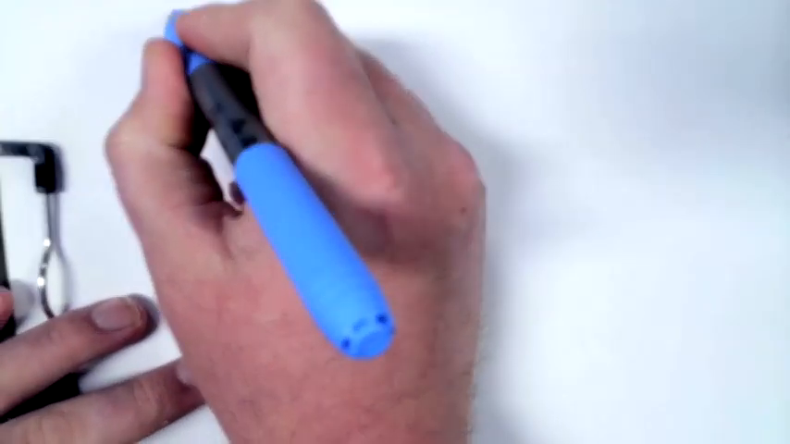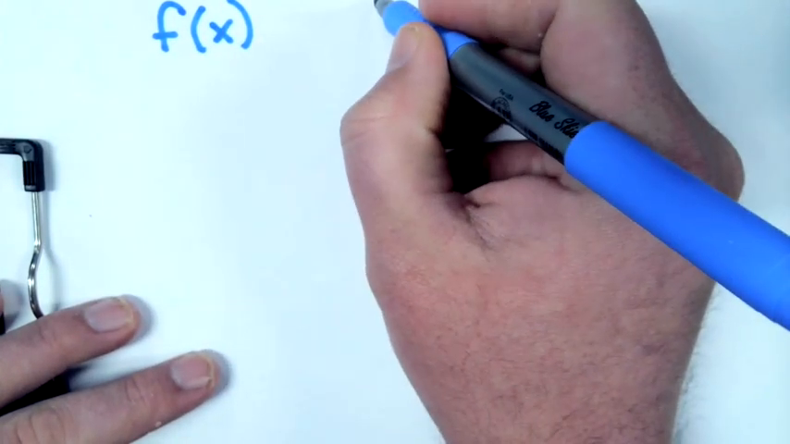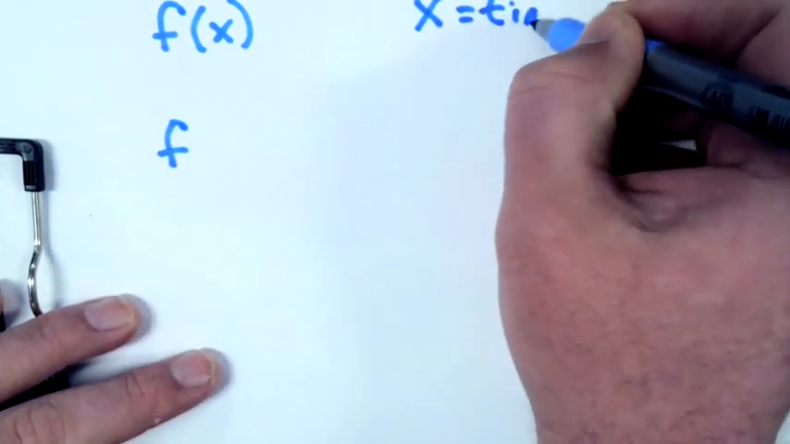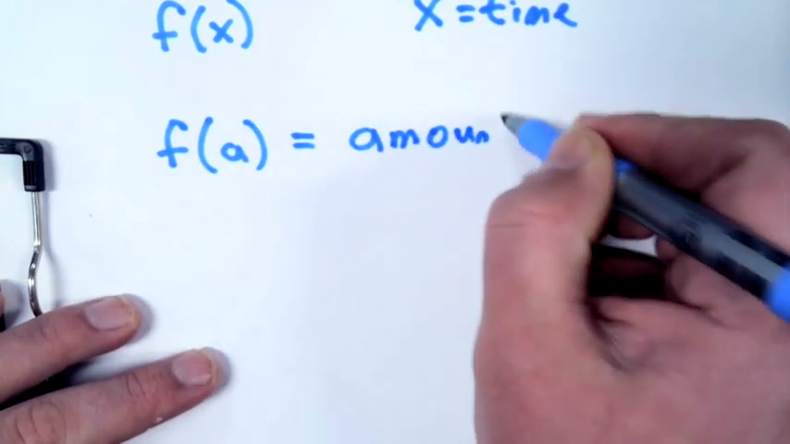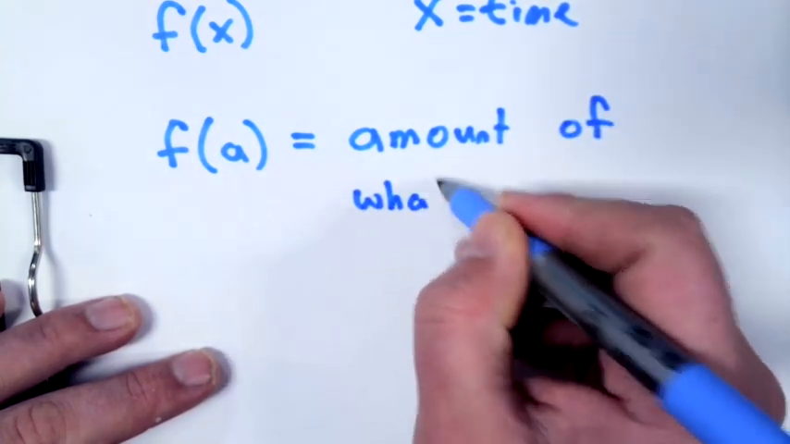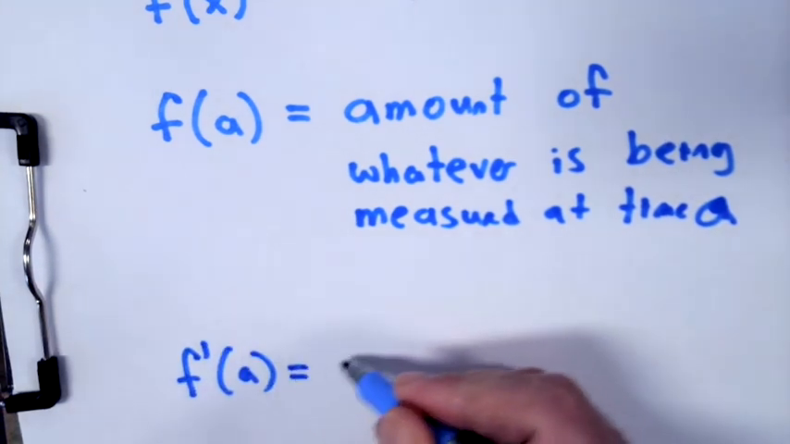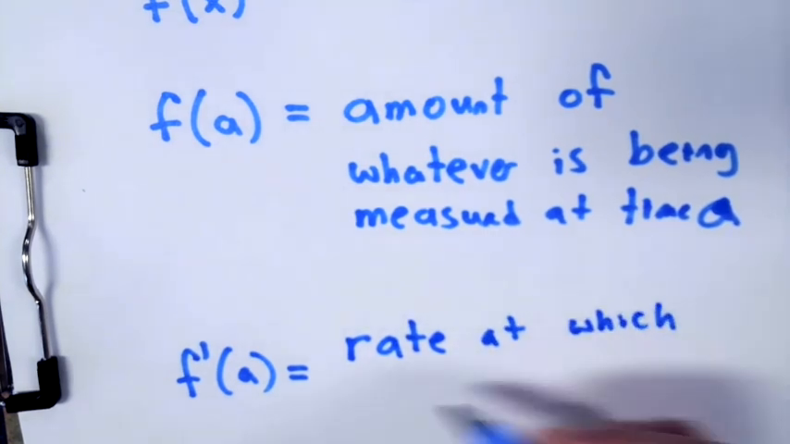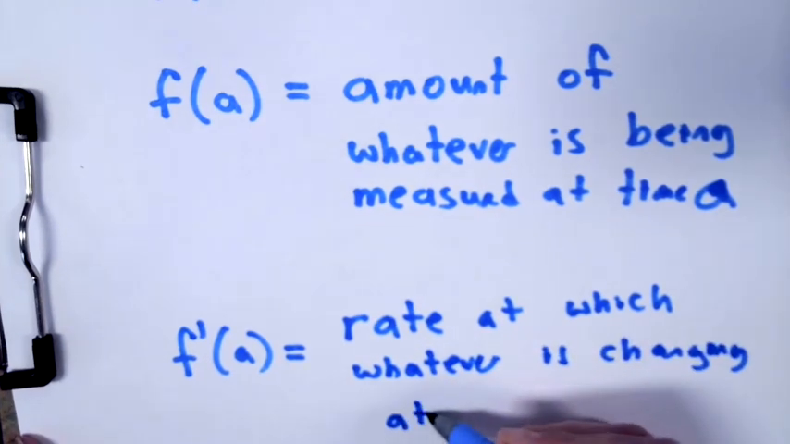So just remember with me that if f of x represents something, a process where something is changing over time, then f of a, if x is equal to time, would be equal to the amount of whatever you're measuring at time a. And f prime of a is equal to the rate at which the whatever is changing at time a.